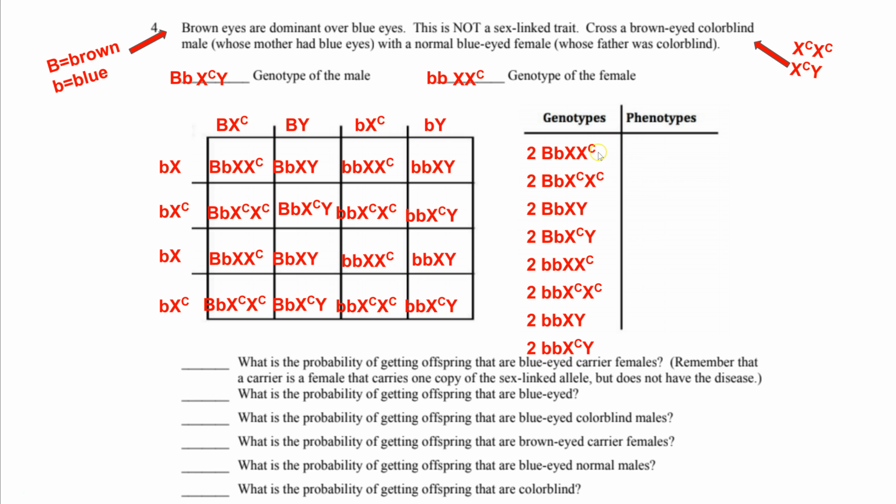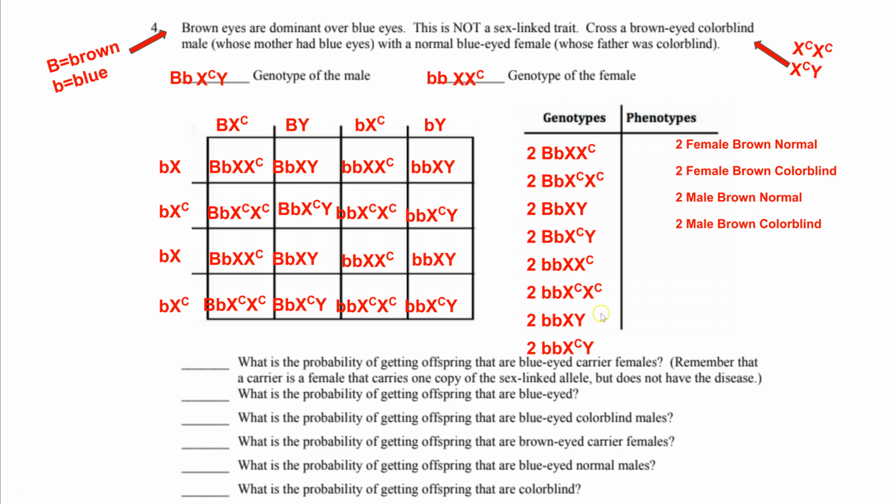Okay. Phenotypic ratio. So now I have to not only tell if it's brown eyes or blue eyes and if they're colorblind or not, but I also have to tell you if they're a male or a female. So I'm going to have 2 females that are brown-eyed, normal eyesight. That's what this is. Even though they're a carrier, they're normal. That's their phenotype. I'm going to have 2 females that are brown-eyed and colorblind. What are these? These are 2 brown-eyed normal males. So 2 males that are brown-eyed and normal. And then I'm going to have 2 males that are brown-eyed and colorblind.